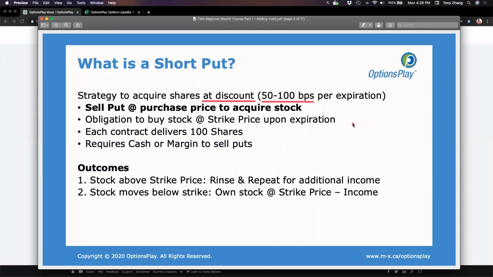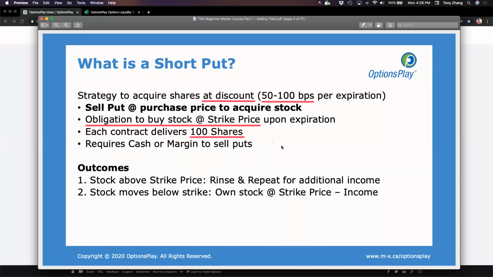The reason that a short put allows you to buy a stock at a discount is because a short put is very similar to a limit order that obligates you to buy a stock. When you sell a put, it obligates you to buy the stock at the strike price, which is the price that you want to purchase the stock at, upon expiration. Just like a limit order obligates you to buy a stock at the price you place your limit order at. The difference between a short put and a limit order is that a short put will deliver 100 shares for every contract that you sell.